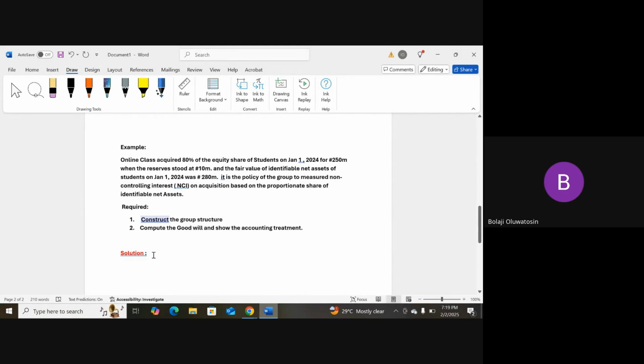Partly owned subsidiary. Why is it partly owned? Because the parent has control of over 50% and less than 100%. It only acquired 80%. Then that is where we can now say we want to draw our group structure.